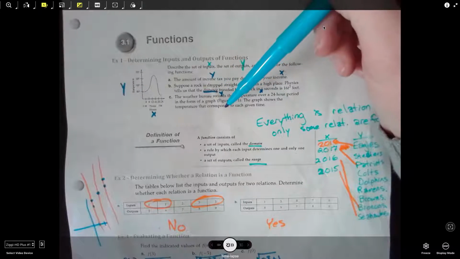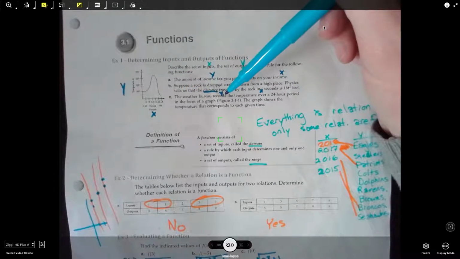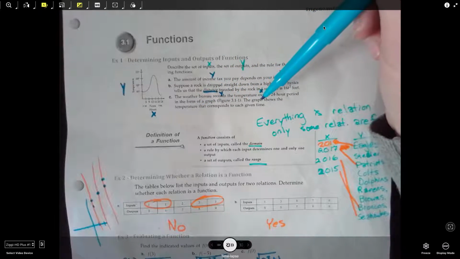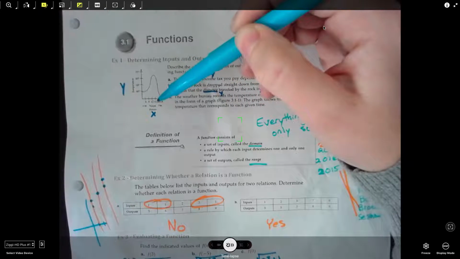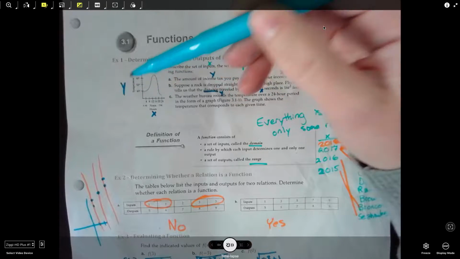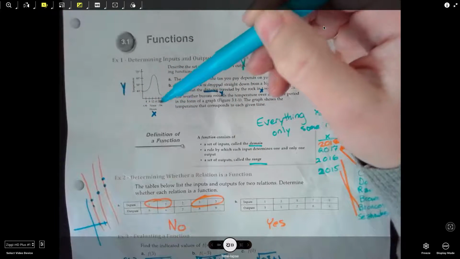The last one, part C, refers to the graph over here. The Weather Bureau records the temperature over a 24-hour period in the form of a graph. The graph shows the temperature that corresponds to each given time. If we look here, the x-axis is hours, the y-axis is temperature. That one's pretty easy when they give you a graph to identify. X is the input variable, y is the output variable.